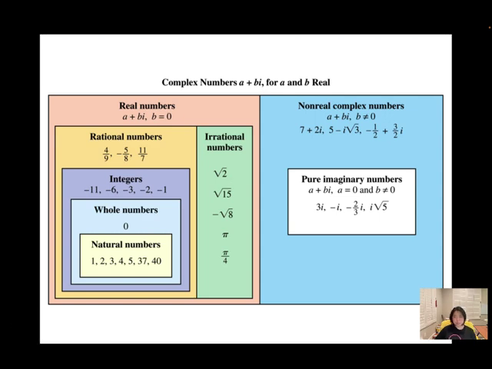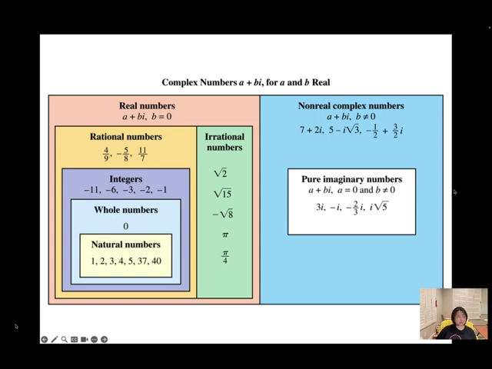Irrational numbers are numbers that are not rational, like pi, 3.1416, and it keeps going on. Then real numbers are the numbers where we don't have the imaginary part, only a. On the other side are the non-real complex numbers, which involve the i.